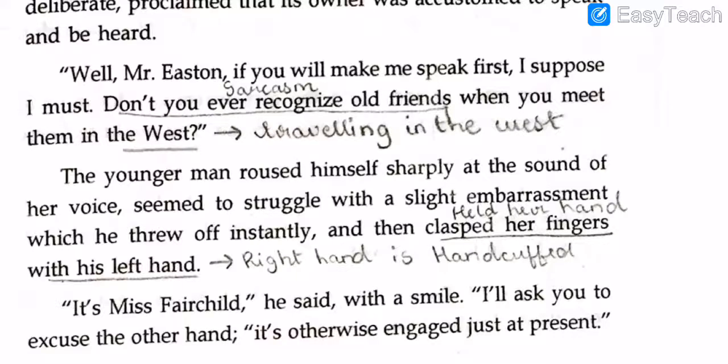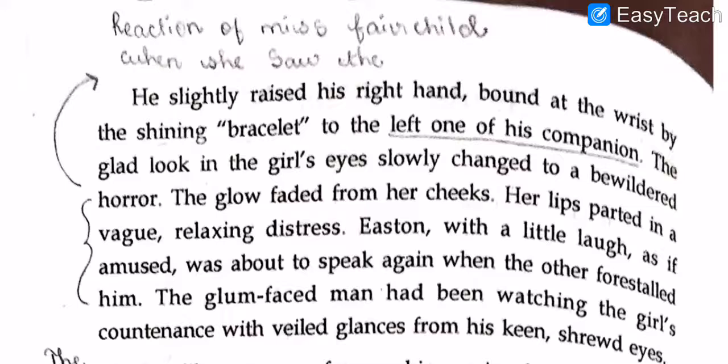Now, moving on to the next page. He slightly raised his right hand to show Miss Fairchild, this is my right hand, which is engaged, bound at the wrist by the shining bracelet. Shining bracelet, again a bit of sarcasm put by the author, Mr. O. Henry, who is mentioning the handcuff as a silver bracelet to one of his companions.